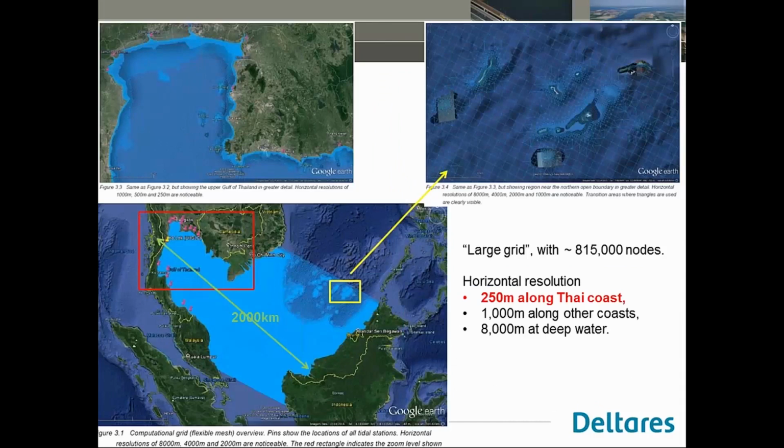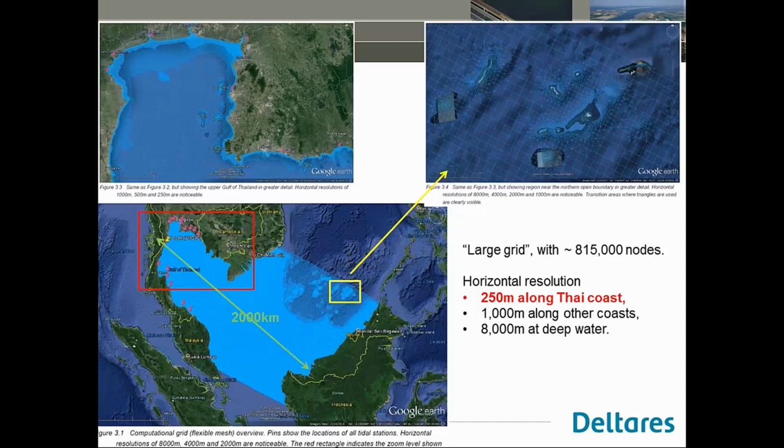A bit more insight in what kind of grid we are able to generate. Here in the bottom left, you see a map of the region. So it is quite a large model, more than 2,000 kilometers in length. And then it covers quite deep waters there in the southern part of the South China Sea. Goes all the way down to Singapore and then joining to Borneo.